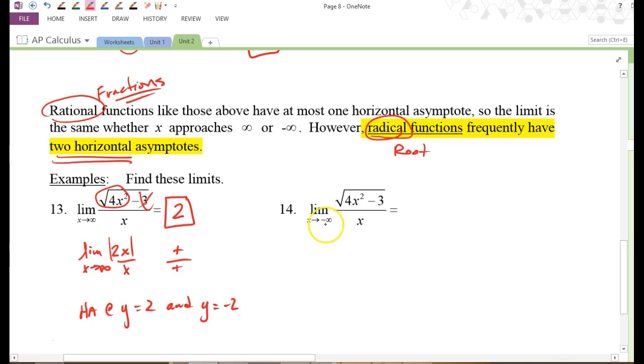If we're looking from the left, we've got the same breakdown as before. We've got the absolute value of 2x over x. I know I have an asymptote at 2 or negative 2. This time, if I plug in a negative number, I would have a positive over a negative. So that one would be going to the negative asymptote, which would exist at negative 2.